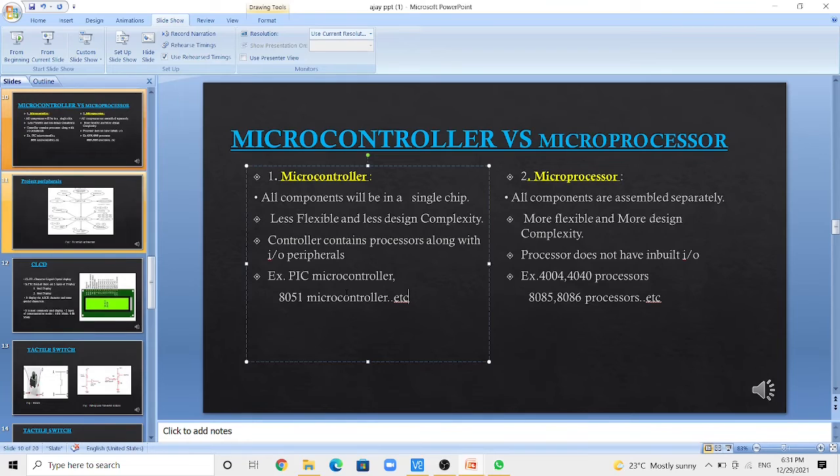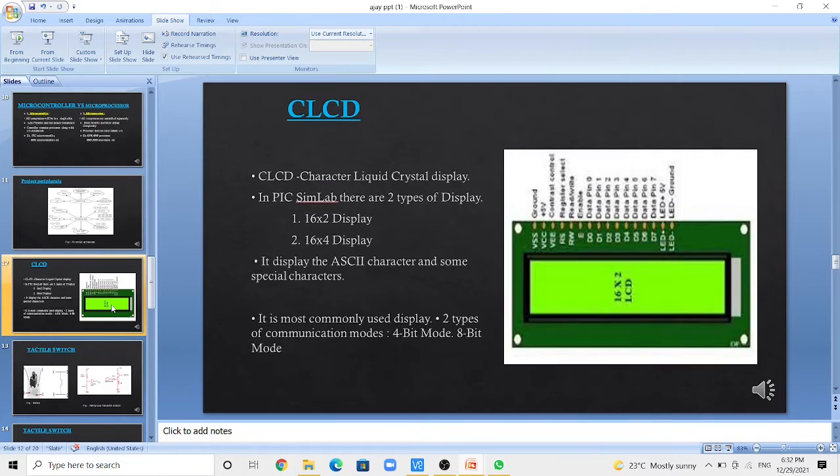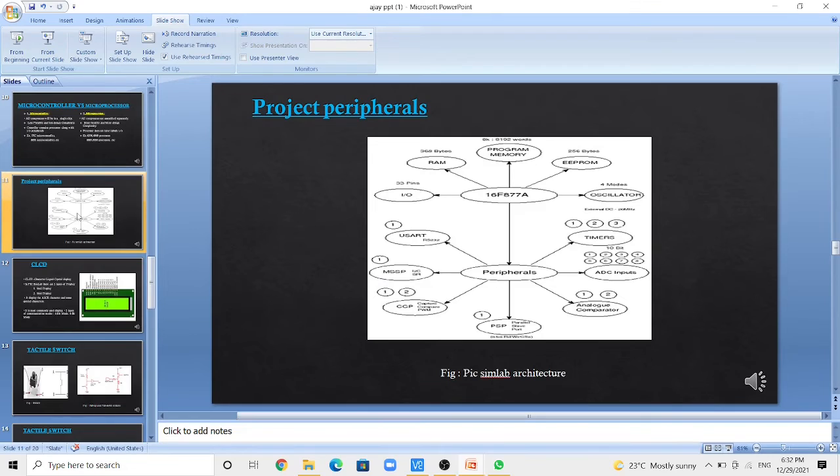I hope you know that Intel stands for Integrated Electronics. This was the company that first implemented a microcontroller, which was the 8051 microcontroller. It's an 8-bit microcontroller. And 4004, 4040, 8085, 8086 are all processors designed by the Intel company. And then go to CLCD, and then go to project peripherals.